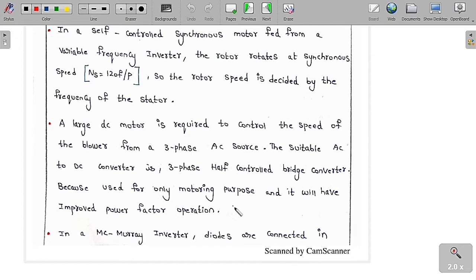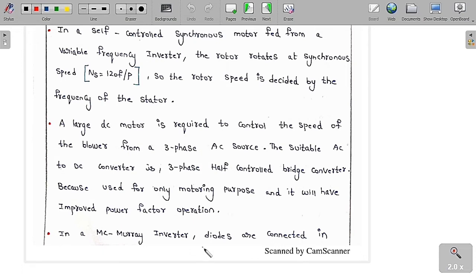By using the three-phase half control bridge converter, it is used only for the motoring purpose, and it will have improved input power factor operation. So a large DC motor is required to control the speed of the blower from a three-phase AC source. A suitable AC to DC converter is the three-phase half control bridge converter because it is used for only motoring purpose, and it will have improved power factor operation.